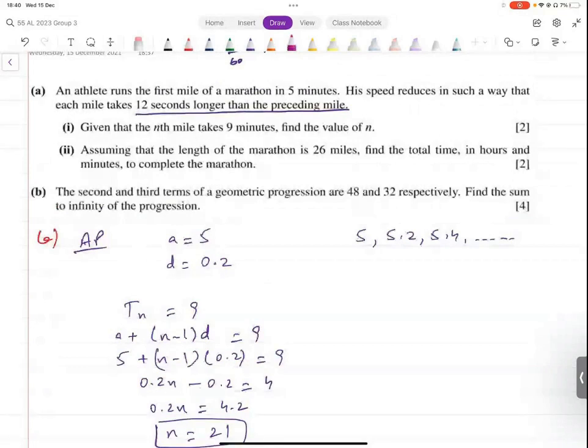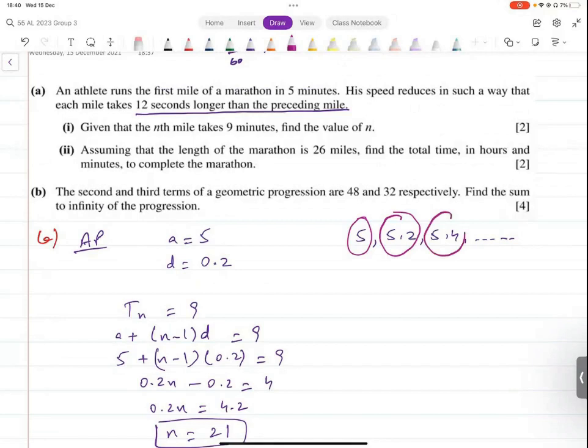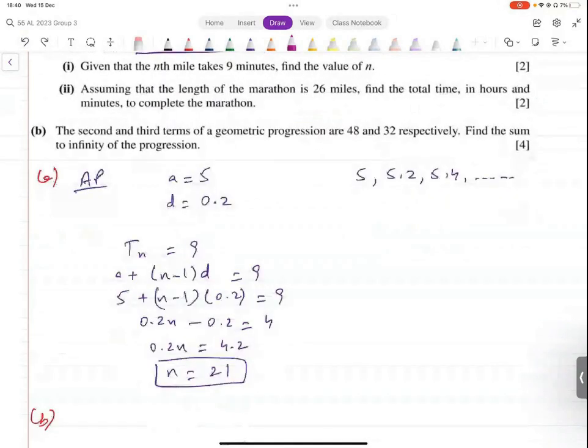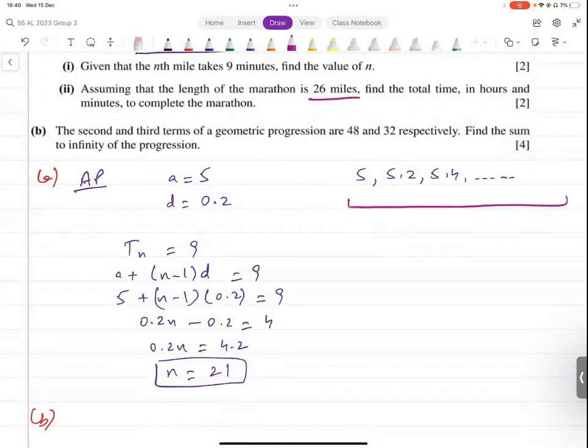So these numbers that you are getting are times for running every single mile. So the first mile takes 5 minutes, the second mile takes 5.2 minutes, the third mile takes 5.4 minutes. If you're talking about 26 miles, that means we are talking about 26 terms in the sequence. Because this is the first mile, this is the second mile, this is the time for the third mile, and so on until the 26th mile.